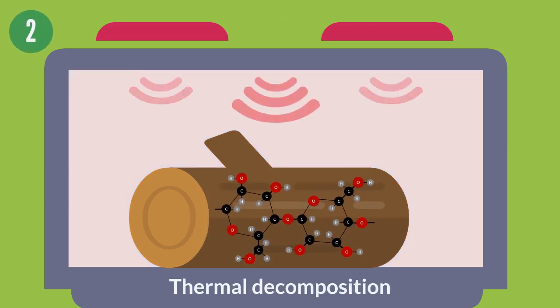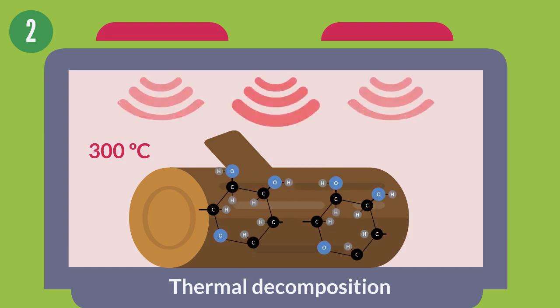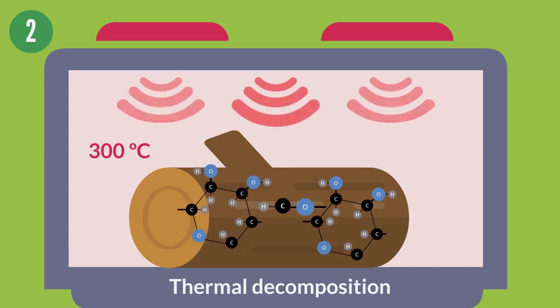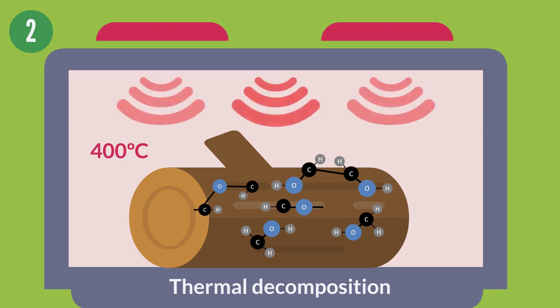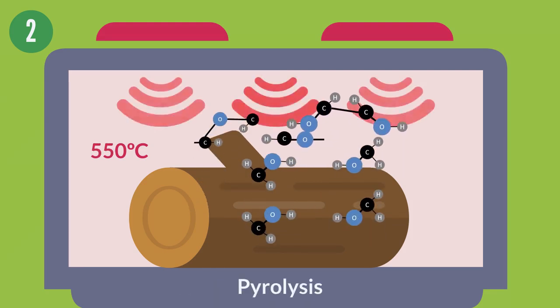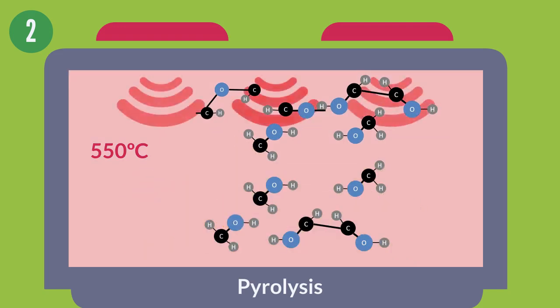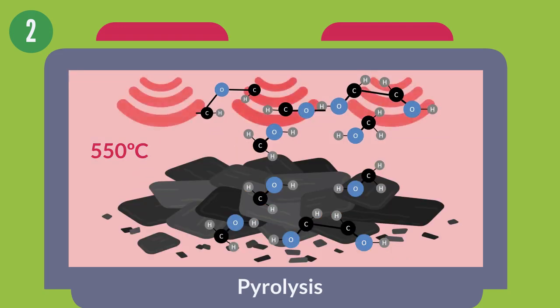The second stage is the thermal decomposition. At 150 degrees Celsius, wood begins to break down. Some of the chemical bonds break. As a result, different chemical compounds are released into the vapor phase. This stage is called pyrolysis and takes place at up to 550 degrees. The products after pyrolysis are charcoal, volatile compounds, and gases.